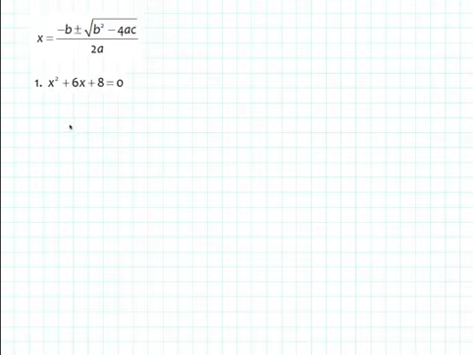Hello young people, I want to overwhelm you with examples. So let's look at a few more of these quadratic formula problems. So here we have our formula. If you haven't memorized the formula by now, I don't understand what's going on.